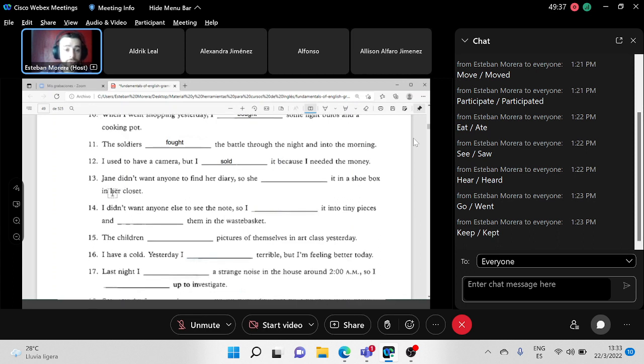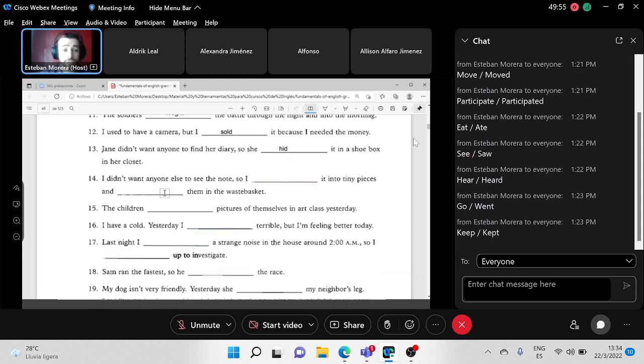Number 13, Jane didn't want anyone to find her diary, so she hid in a shoe box in her closet. We can use hid, which is the past tense of hide. Hide is in the present, hid is in the past.